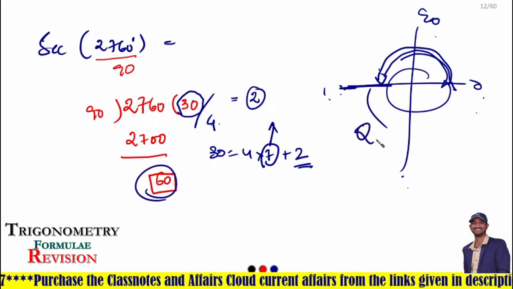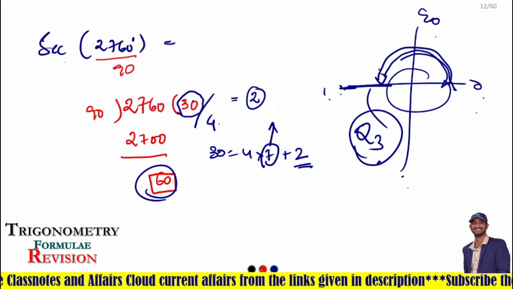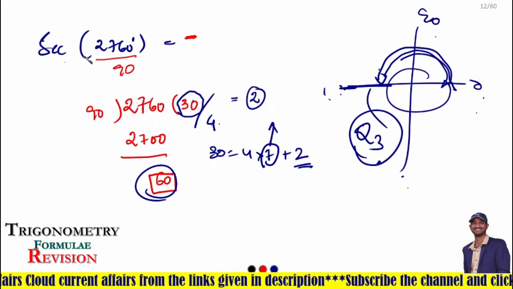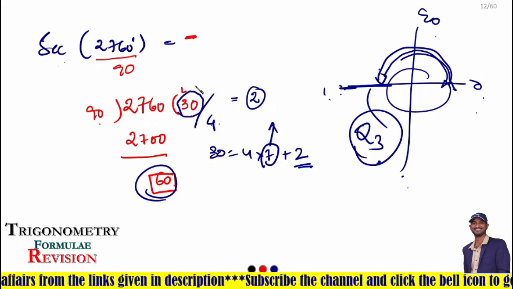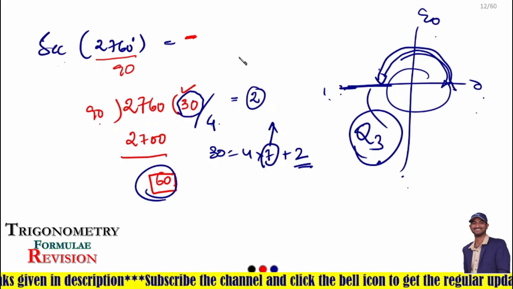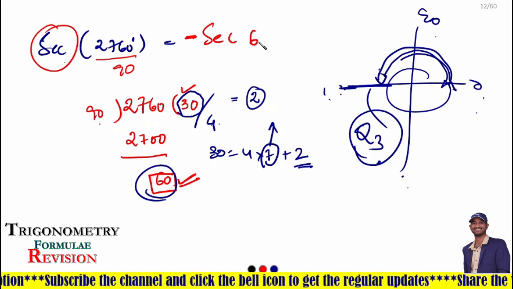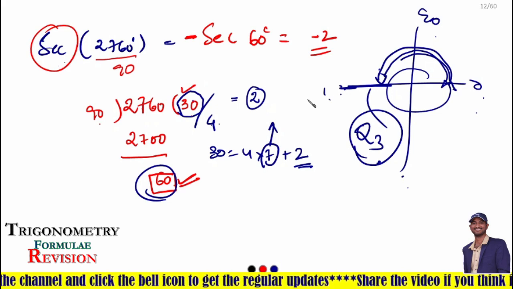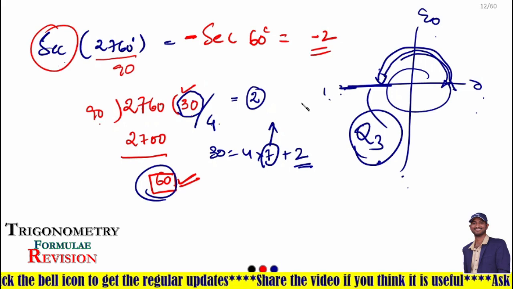That means it lies in Q3. In Q3, secant is negative. So minus, and 2760 can be written as 90 into 30 plus 60. So is 30 an even multiple or an odd multiple? Even multiple. Since it is an even multiple, you have to take the same trigonometric ratio, secant, of the remainder 60. Minus secant 60 means minus 2. That's it. So in this way, you have to find the values of trigonometric ratios for higher angles.